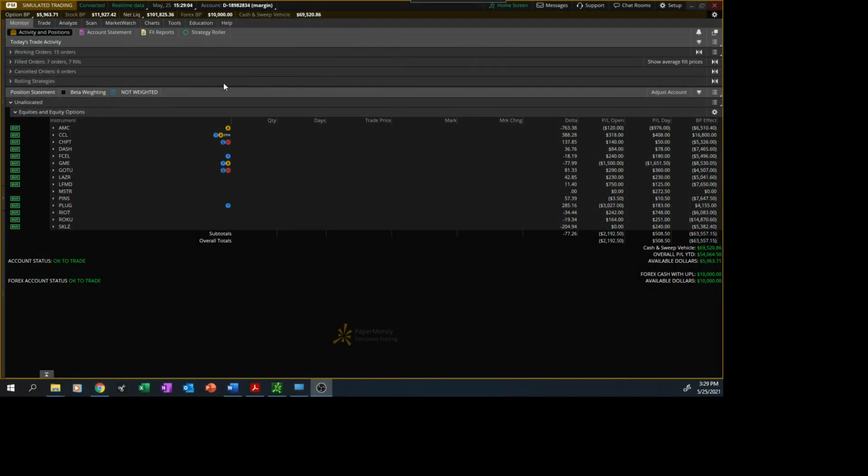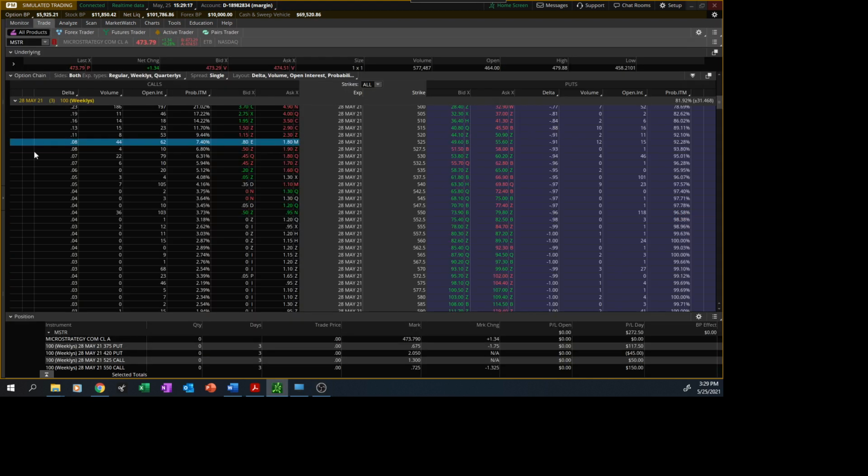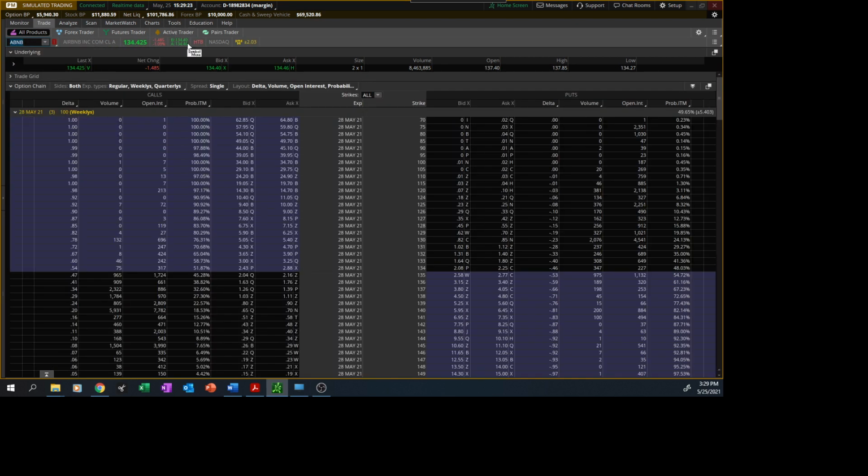Right here, I use TD Ameritrade. Their Thinkorswim platform is probably the best out there. I've tried a few. Today I'd like to put a trade on Airbnb. It's been good to me the last few weeks.